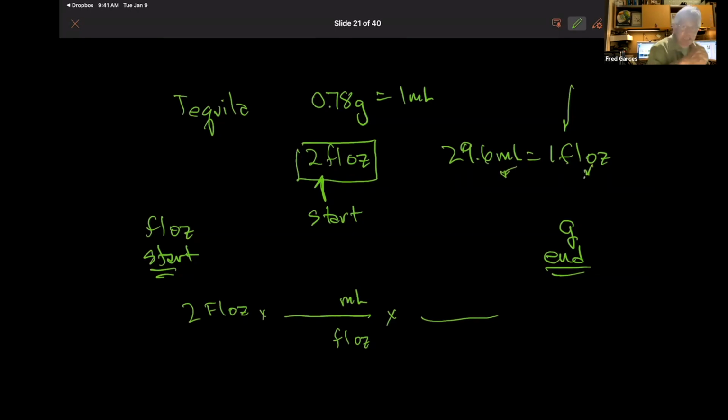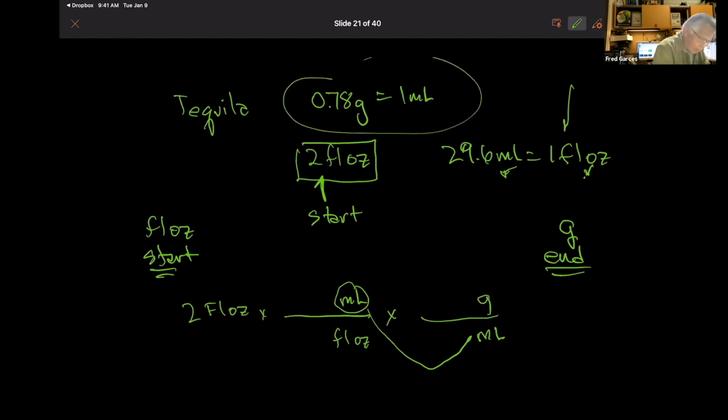I'm not going to put the numbers in again because I want to emphasize dimensional analysis. This milliliters right here, that tells you what your next conversion factor will be. Milliliters here, where have I not used milliliters? Right here. So that goes with grams, and then I have my answer. So what are the values? I know that for every 1 fluid ounce, I have 29.6 milliliters, and I know that for every 1 milliliter, I have 0.78 grams. All I've got to do now is the math. I take 2, multiply by 29.6, multiply by 0.78.